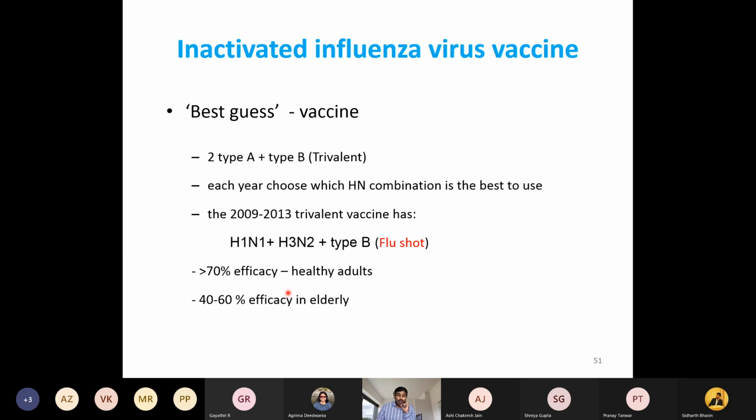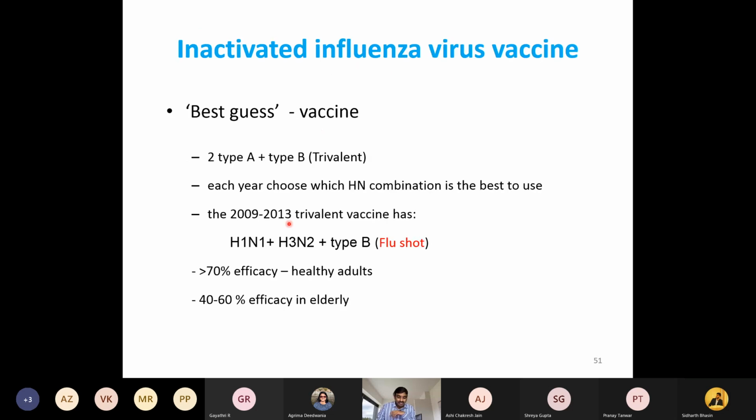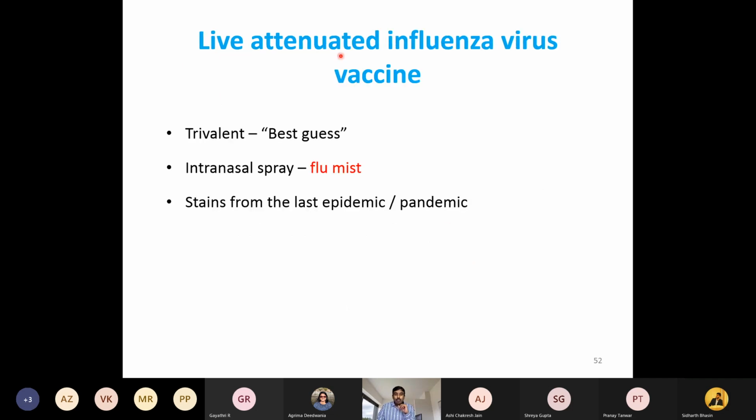Now, it has an efficacy of about 70%. More or less the same as Covaxin. If you look at COVID-19, somewhere in this ballpark. The efficacy is slightly lower among older people because they have a slightly compromised immune system. There is also another alternative to the killed vaccine. It's called the live attenuated influenza virus vaccine. Pretty much the same configuration as this. The configuration does not change. What changes is that this one is completely killed or inactivated, while the second option is a live attenuated or weakened vaccine.